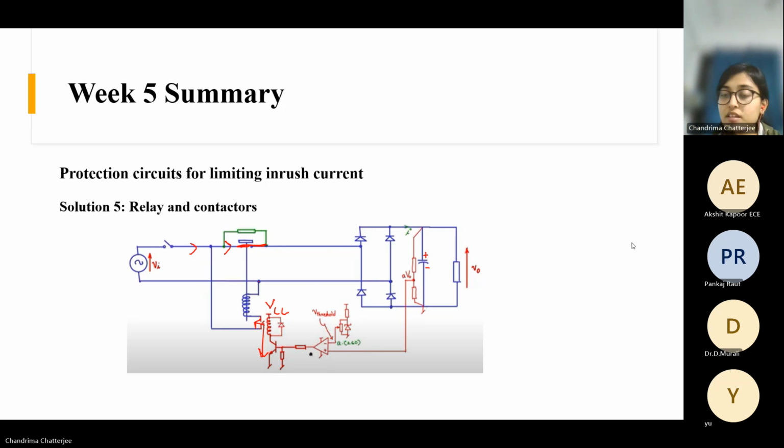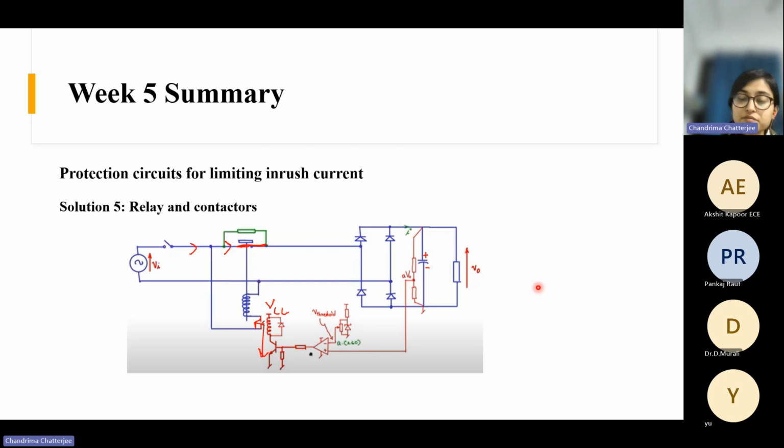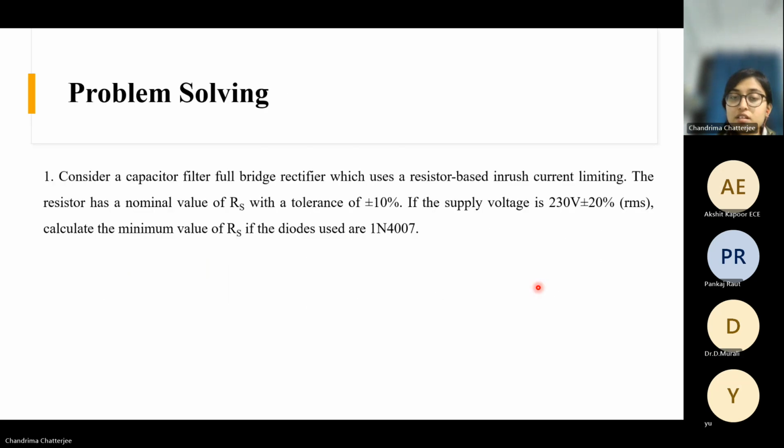So this is the circuit. If you still have doubts, we can discuss it in the next session. Today we will not get time. So let's start the problems.